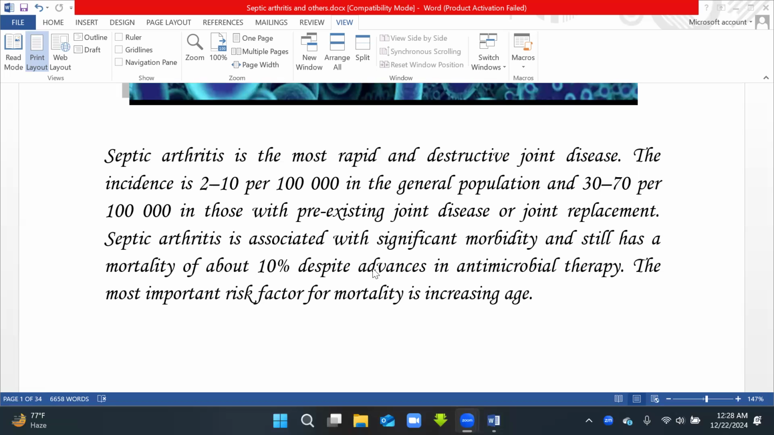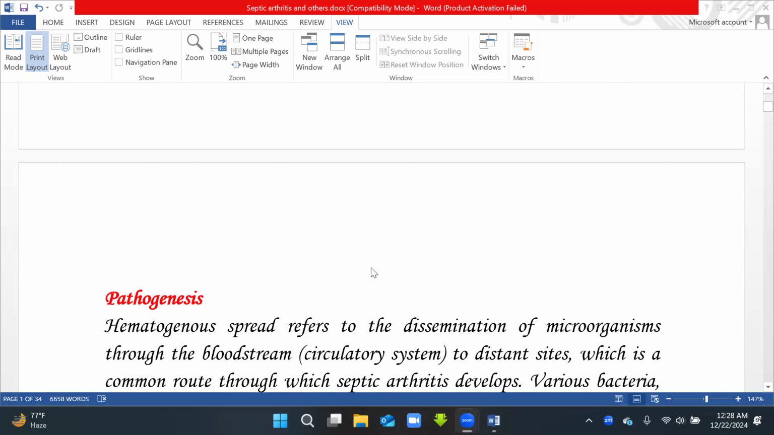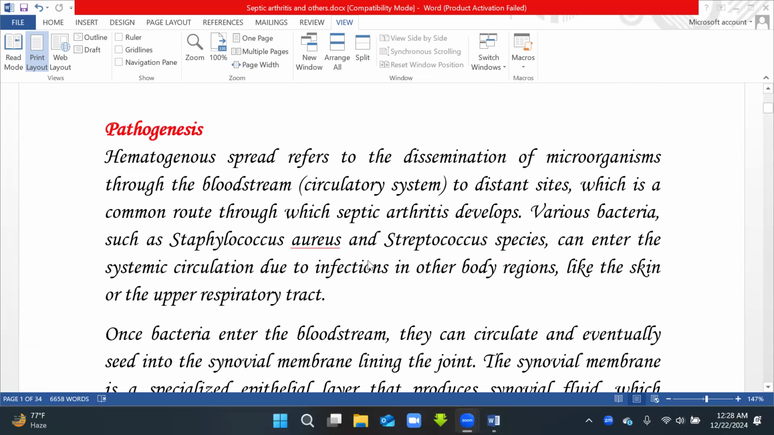And it's one of the most destructive joint diseases. The actual cause is bacterial invasion of the joint. Now let's look at the pathogenesis. Hematogenous spread refers to the dissemination of microorganisms through the bloodstream and the circulatory system to distant sites, which is a common route through which septic arthritis develops. That is, septic arthritis moves through the bloodstream.